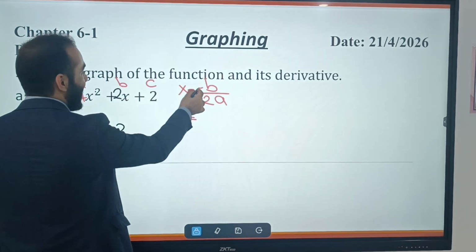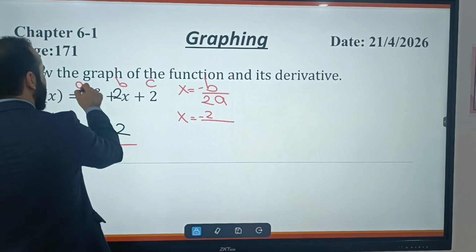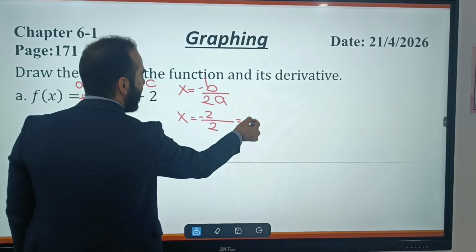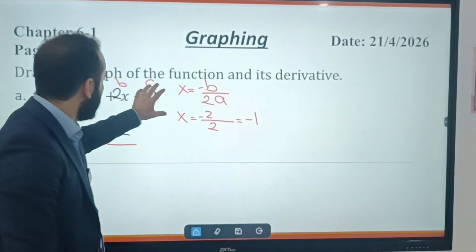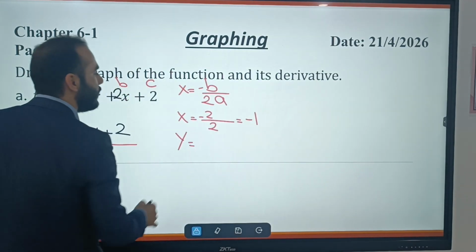x equals negative 2 over 2 times our a, which is 1. So 2 times 1 is 2. Negative 2 over 2 is negative 1. Whatever you got here for x, substitute it into this function to give you the value of y.